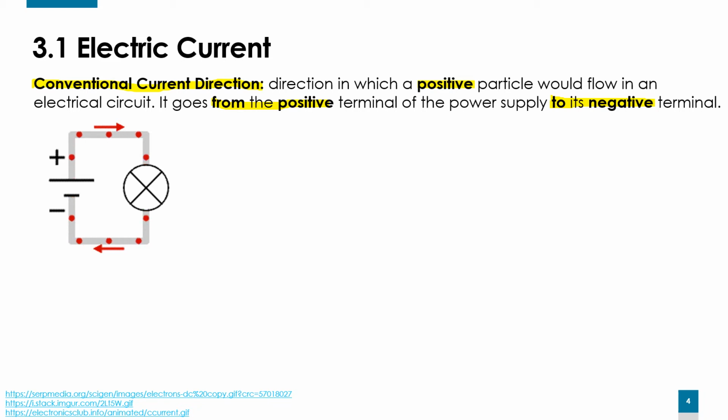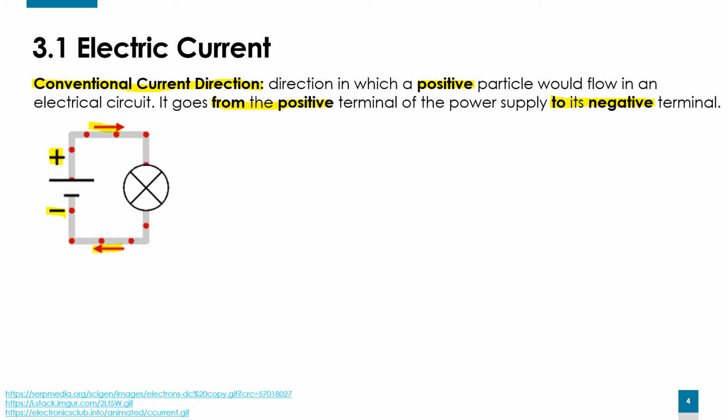How does this convention work? When I illustrate a current, for example, in this circuit here, I always represent my current moving from the positive terminal to the negative terminal, okay?